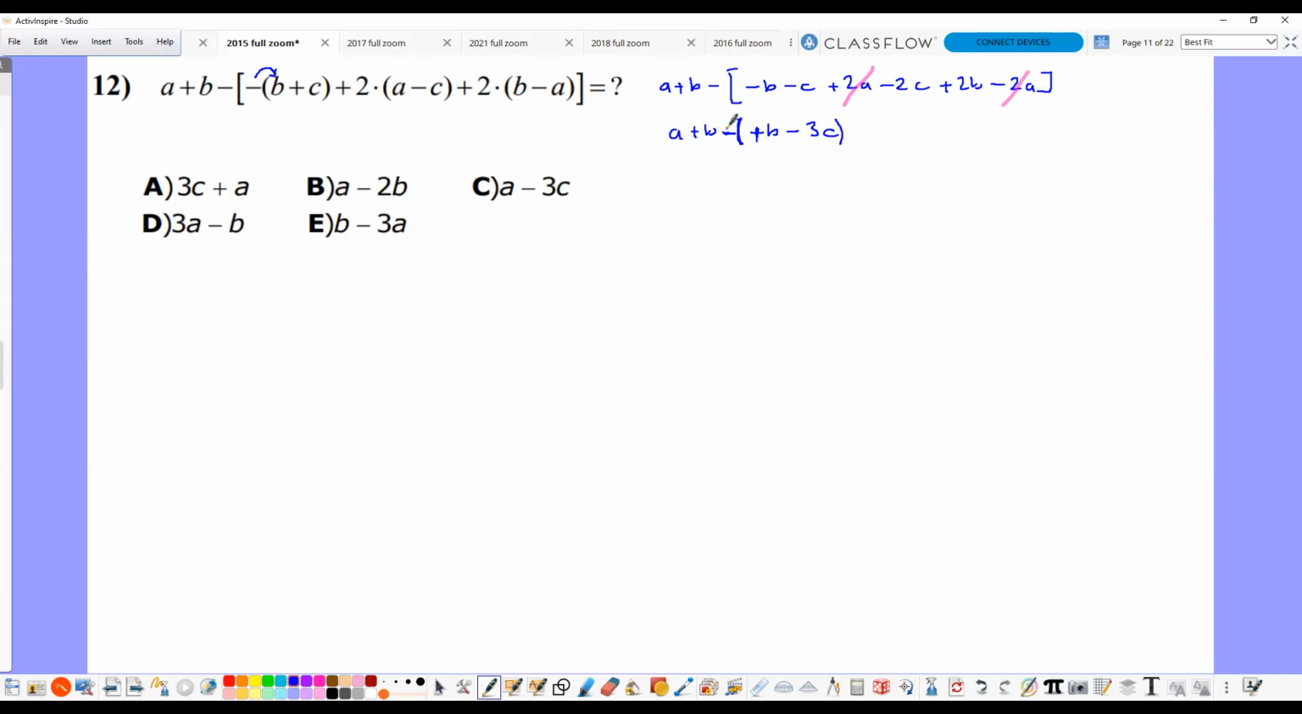Here, in front of the parenthesis, we have again a minus sign. So it's going to be equal to a plus b, and I'm going to distribute this minus sign inside: minus times plus b is equal to minus b, and minus times minus 3c is equal to plus 3c. Here again I have something to cancel, b and minus b. Then it's going to be equal to a plus 3c, which is at the same time 3c plus a. This is the answer of the question.